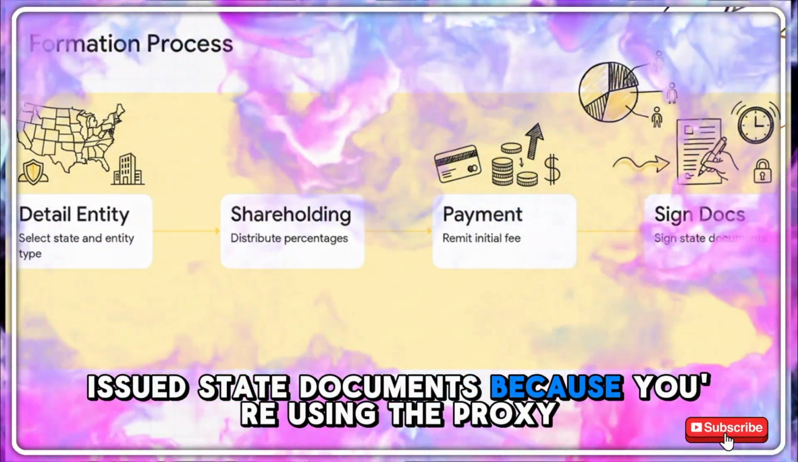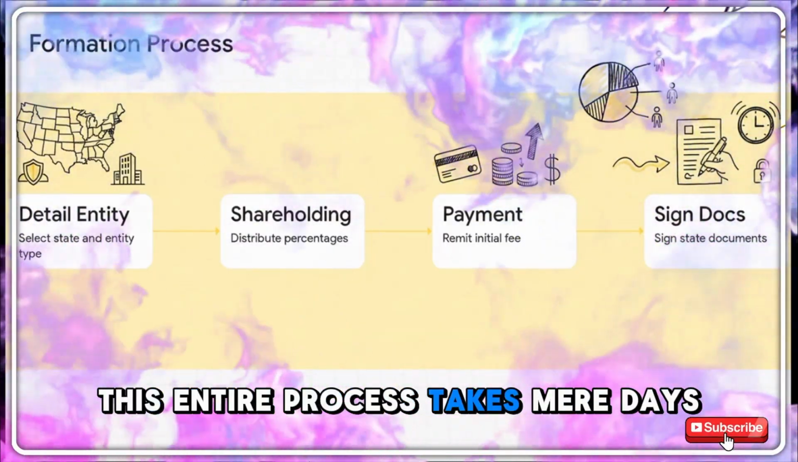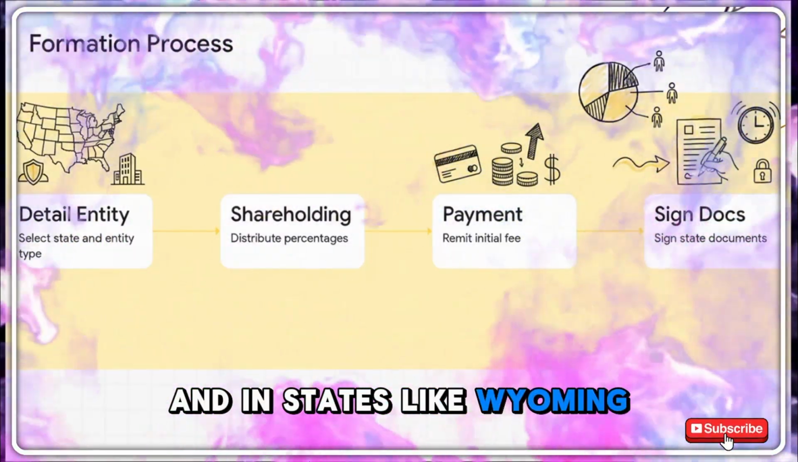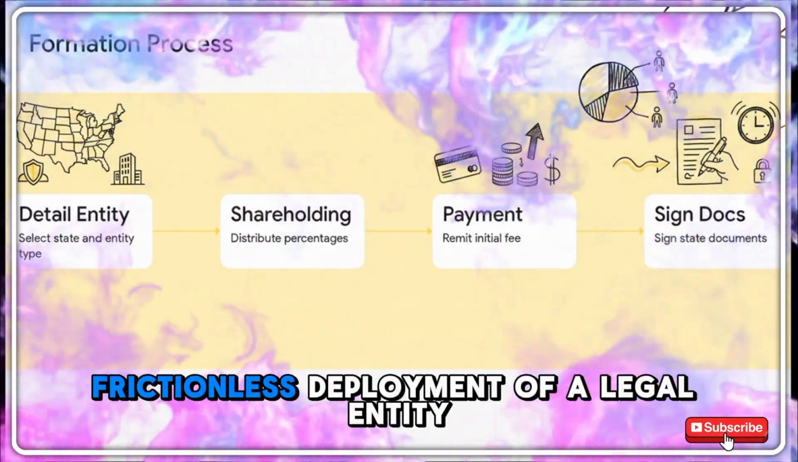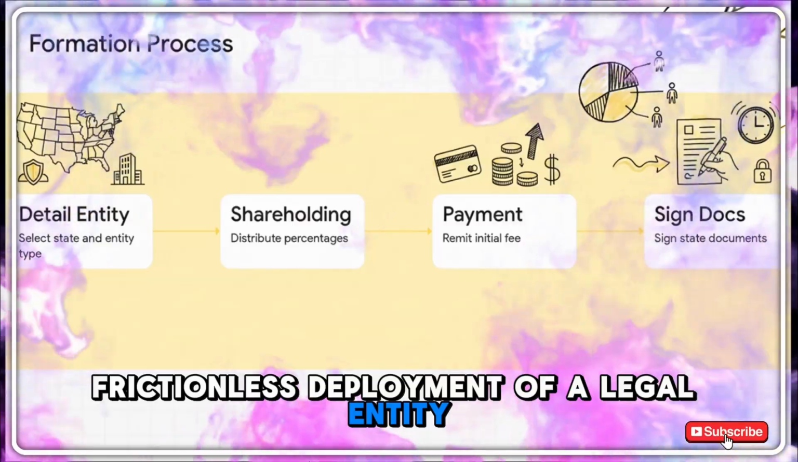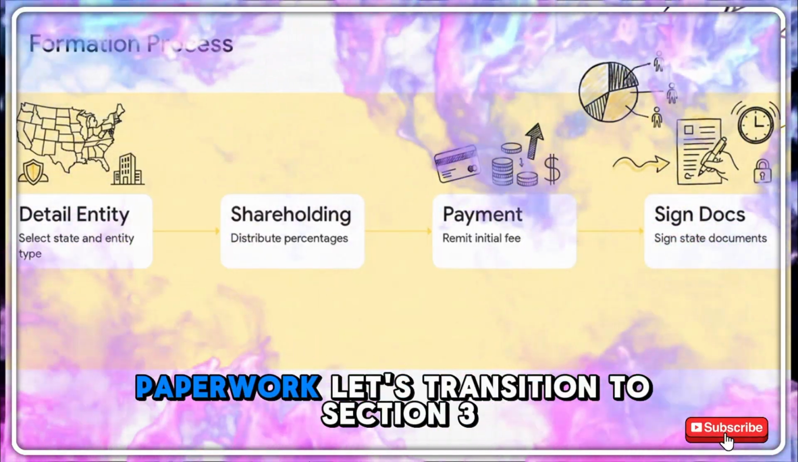documents. Because you're using the proxy structure of a registered agent, this entire process takes mere days, and in states like Wyoming, it can keep your ownership completely confidential. It's a totally frictionless deployment of a legal entity, entirely bypassing the massive red tape of traditional embassy paperwork.